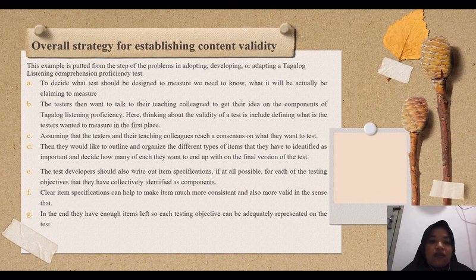The first, to decide what the test should be designed to measure, we need to know what it will actually be claiming to measure. The second, the testers then want to talk to their teaching colleagues to get their ideas on the components of Tagalog listening proficiency.